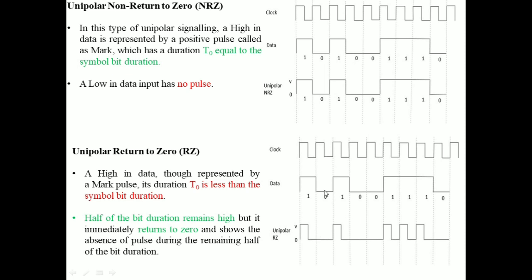Now obviously for 0 it remains 0, that is no pulse, and again for 1, for half of the duration of this particular bit it remains in the positive voltage signal, and again it returns to 0. For 0, absence of pulse, and for 1 again half of the time period and it returns to 0. So for this reason this is called unipolar return to 0.